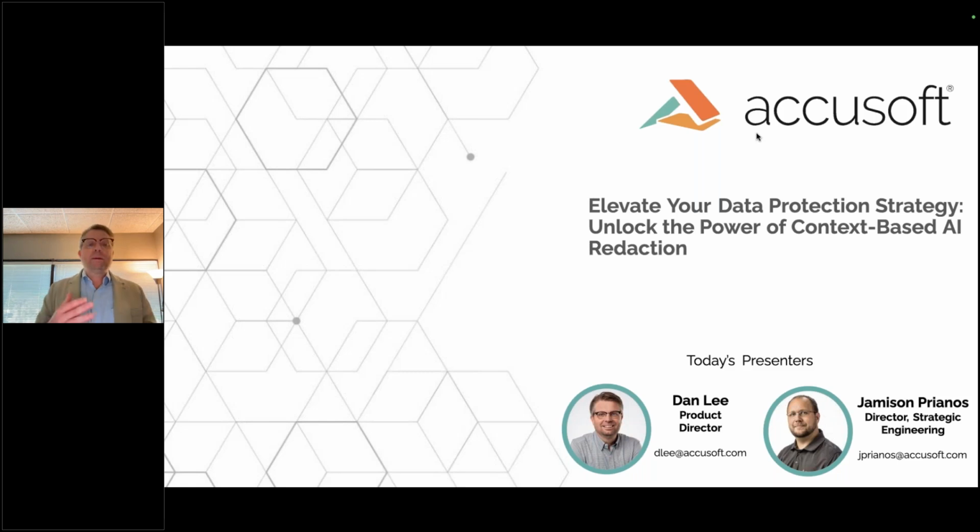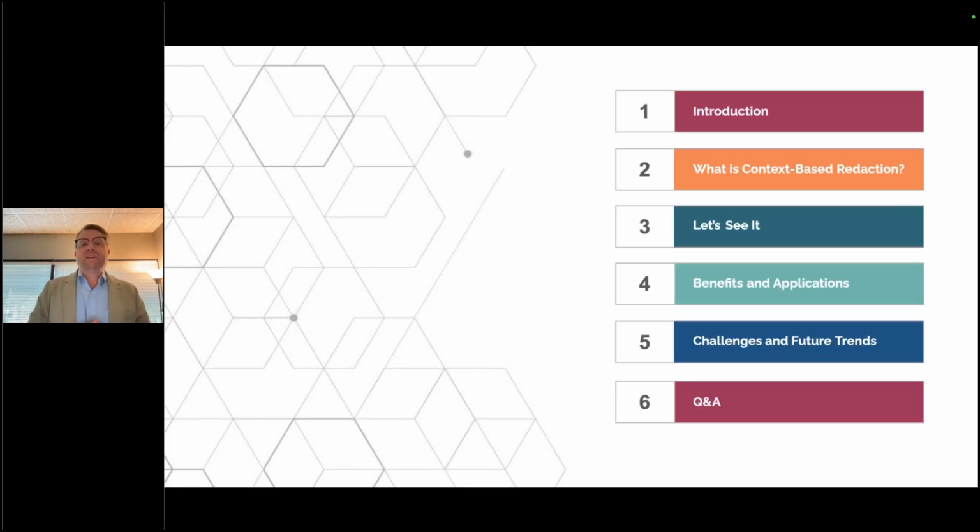We're going to go through and cover a quick introduction of Accusoft. We'll talk about what is context-based redaction. Then we're going to do a quick demo to show you in real life how that would work. And then we'll come back and talk about some of the key benefits and some potential applications across different industries, and of course address challenges and future trends. When we talk about AI, there's always a lot of both of those, but it's a lot of exciting technology, and we're looking forward to this presentation. So we'll go ahead and get started.